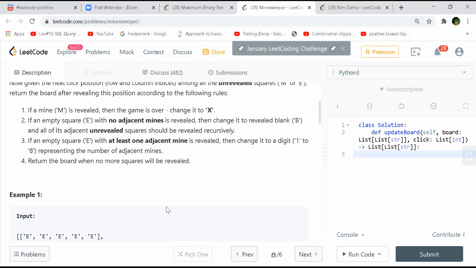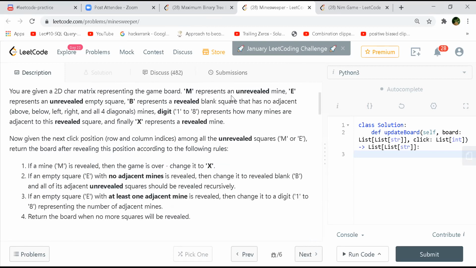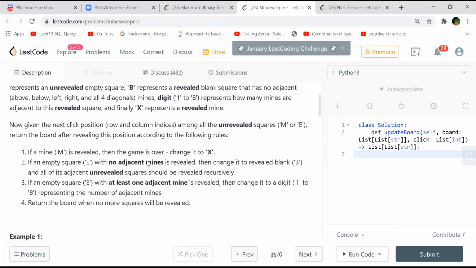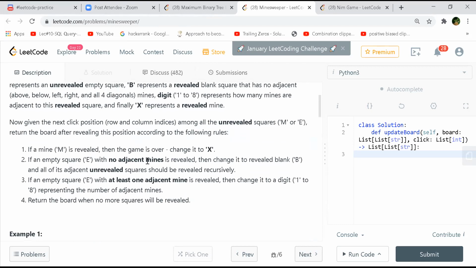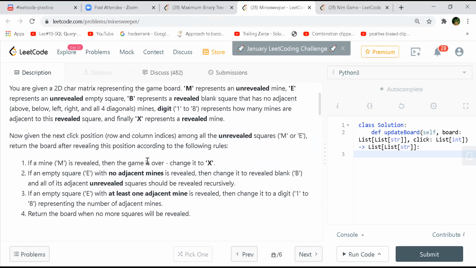The terminology: M stands for the mine, and E stands for empty or unrevealed. So initially there are only two things, if you look at it, M and E only. Unrevealed can have anything, but only when we click on that particular position do you have to fill in those values.